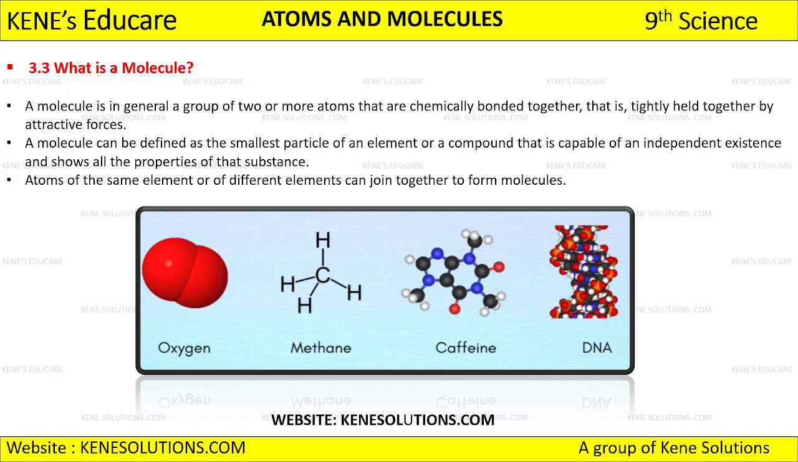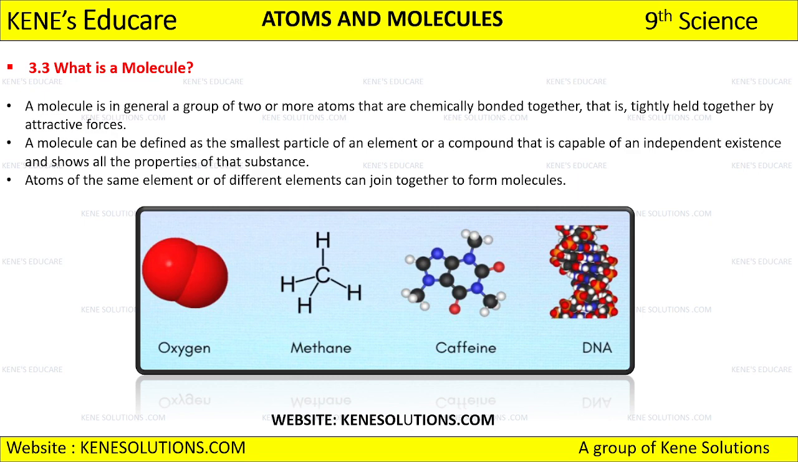So a molecule can be defined as the smallest particle of an element or a compound. Molecules are the smallest particle of any element or compound, because when atoms make up the element, elements make up the molecule. So this element or compound is going to be capable of an independent existence, whereas atoms do not have that independent existence. These molecules are capable of independent existence and show all the properties of that substance.